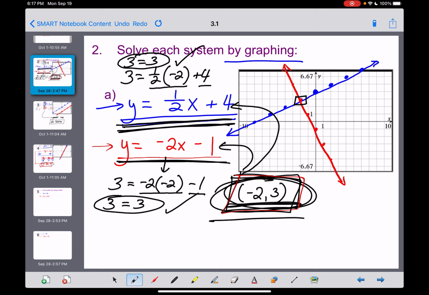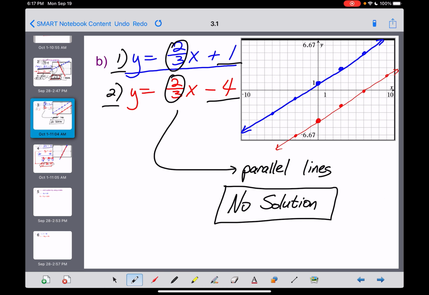These two lines crossed once right here, and that meant that there was one solution to this particular system, and that was the ordered pair -2, 3. In the second example we did, the lines were parallel. They never crossed, and that meant that there was no solution.